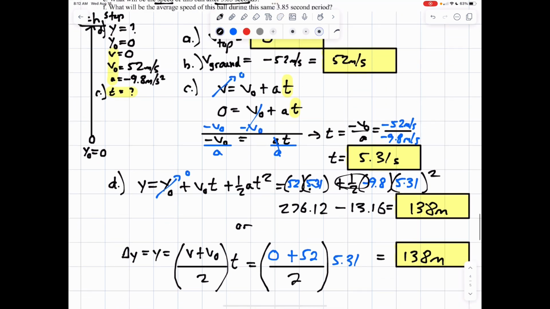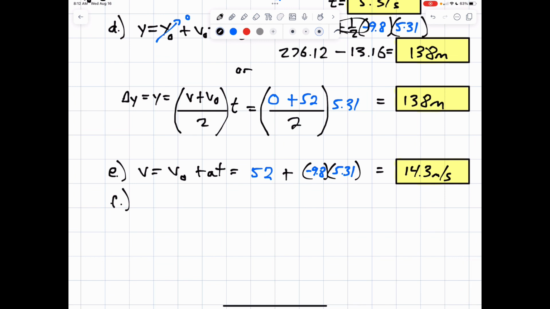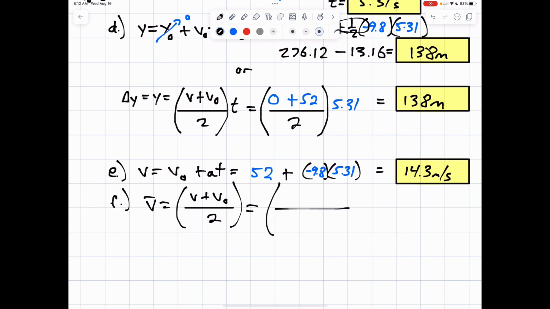And then finally, we're looking at the average speed of the ball during this same period. So the average speed, well, just take the average of two numbers, v plus v naught over 2. Okay, so v would be what? 14.3, that's how fast you're going, plus the initial speed, 52, okay? And then take half of that. Put that in your calculator. 14.3 plus 52 equals, just divide that by 2, should get about 33.2 meters per second.